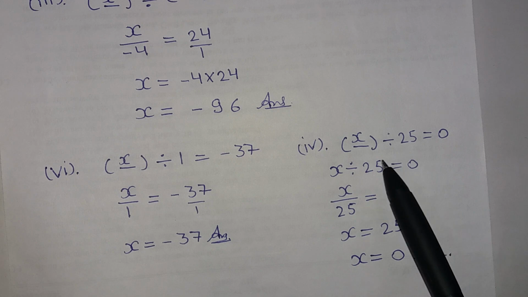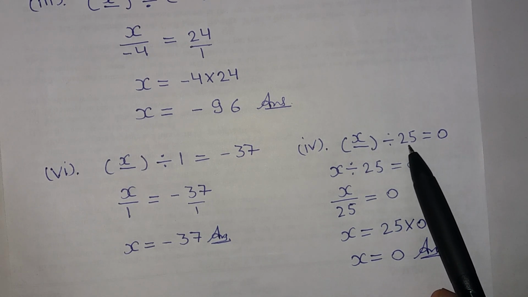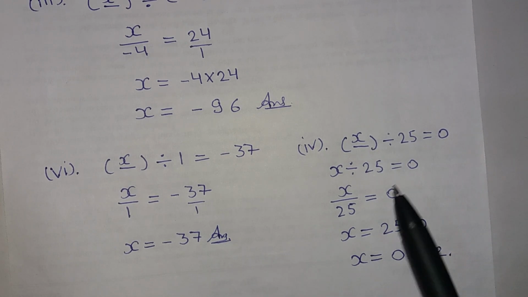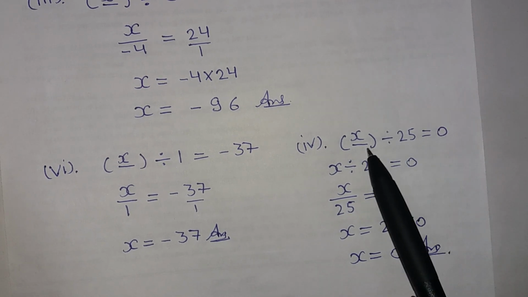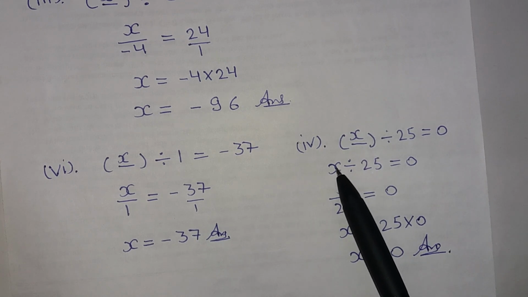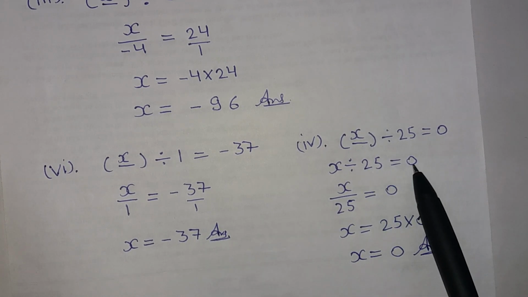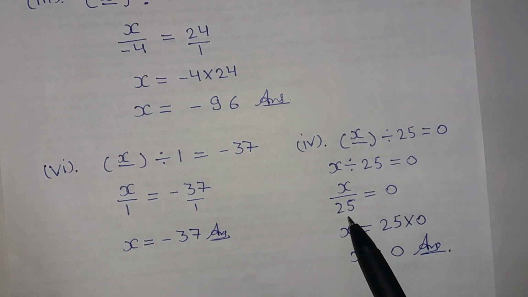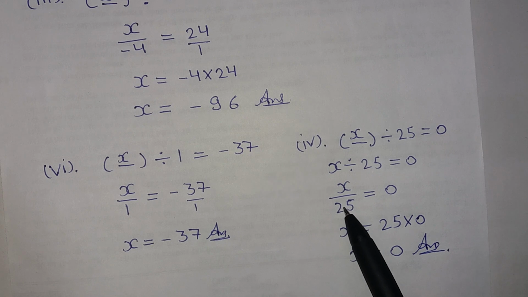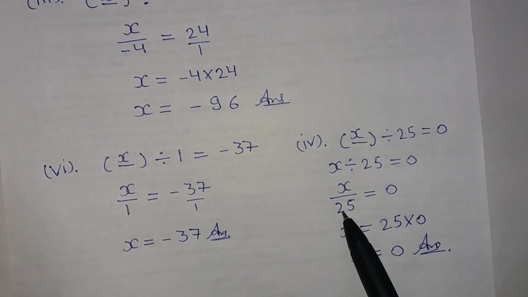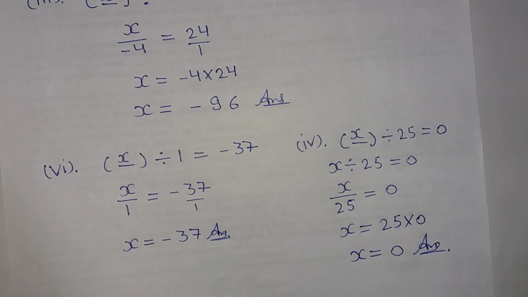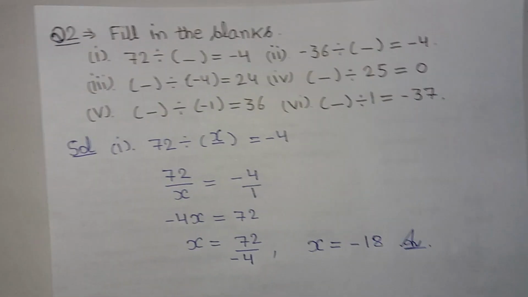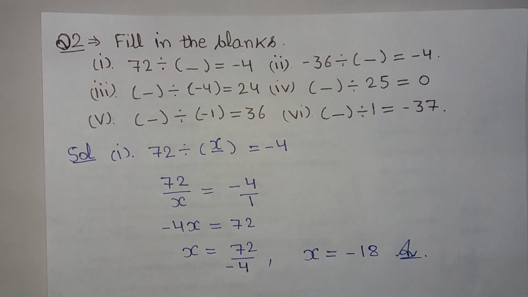Now see this fourth part. Here x divided by 25 equals 0. So x upon 25 equals 0. By doing cross multiplication, x will be multiplied by 0, and 25 will be multiplied by 0. So here the value of x will be 0. So the rest of the question you can try yourself.